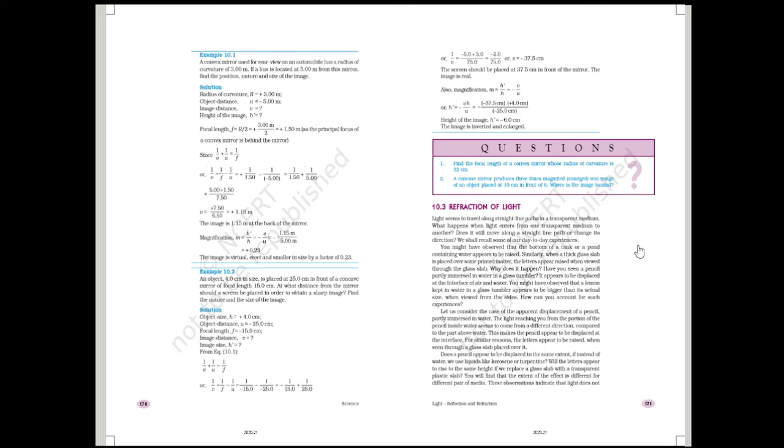Okay, now this is the application we have discussed. In 10.3.1 we have refraction through a rectangular glass slab. Now we will discuss activity 10.10.